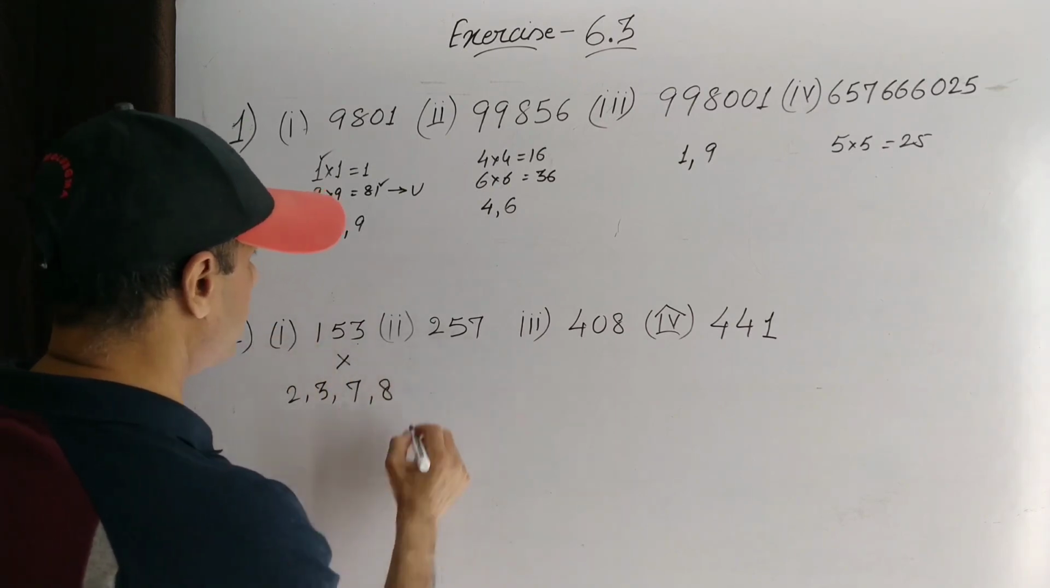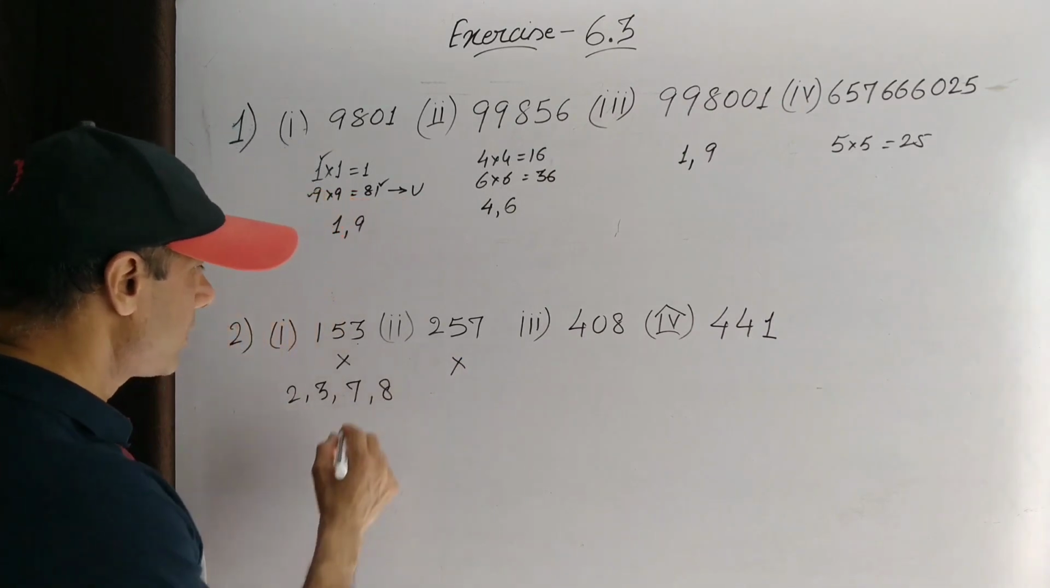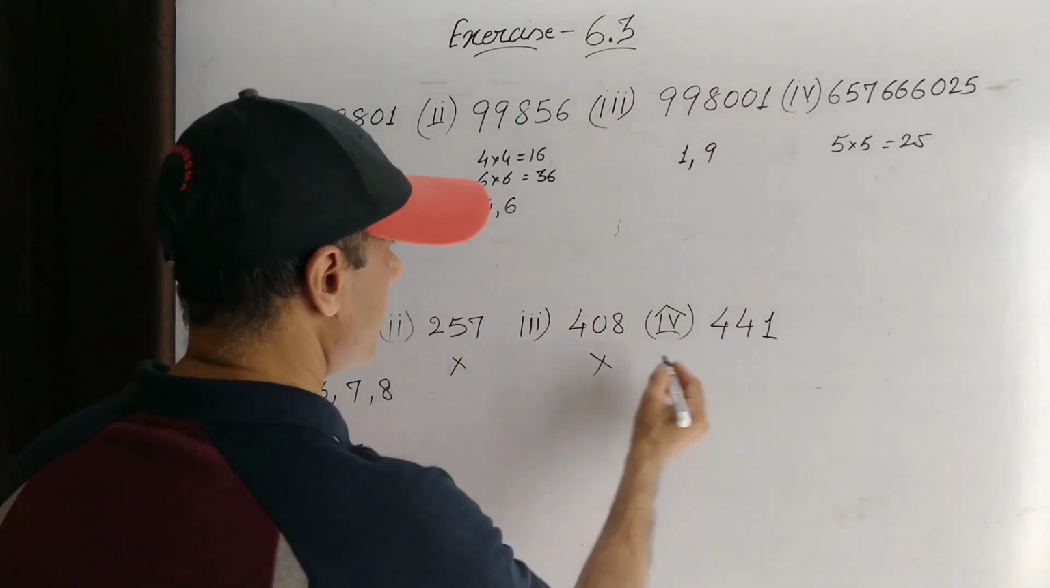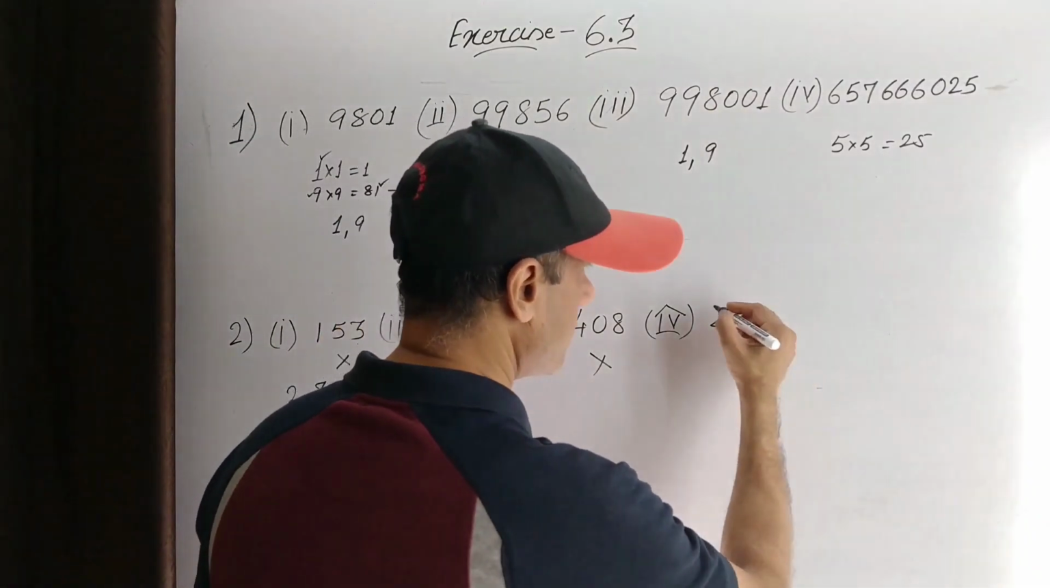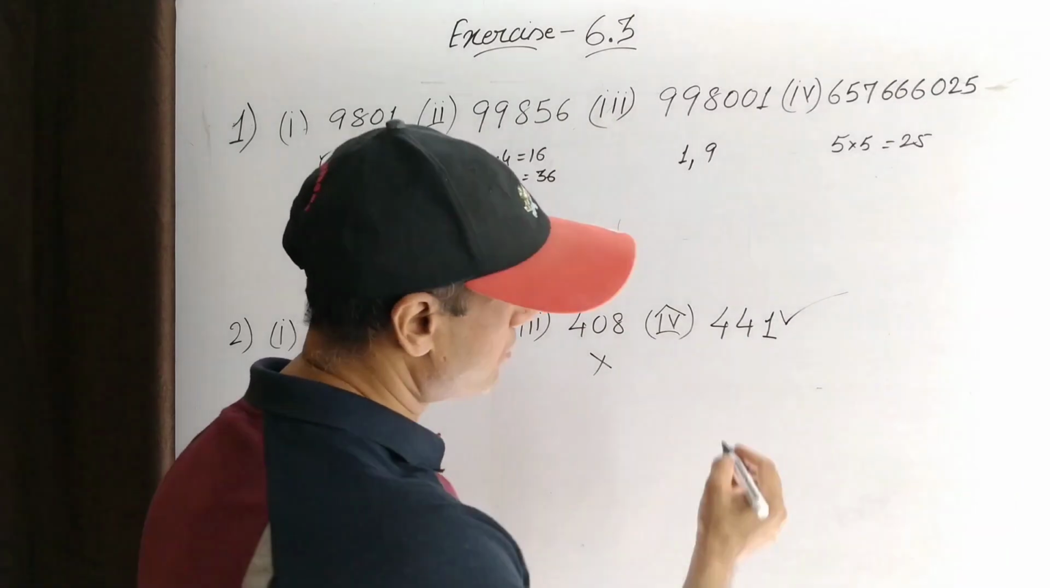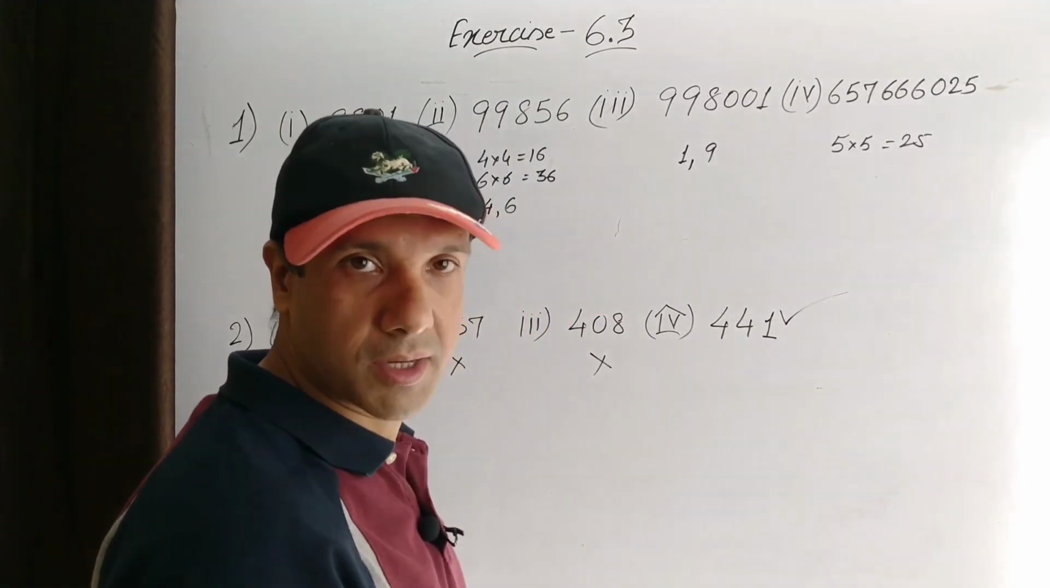Number ends with 7. Again, this number cannot be a perfect square. Number ends with 8. So again, this number cannot be a perfect square. Number ends with 1. So this number can be a perfect square, probably. Clear?